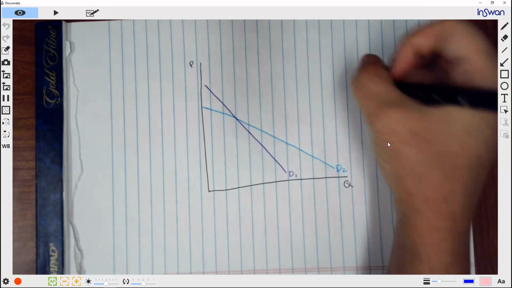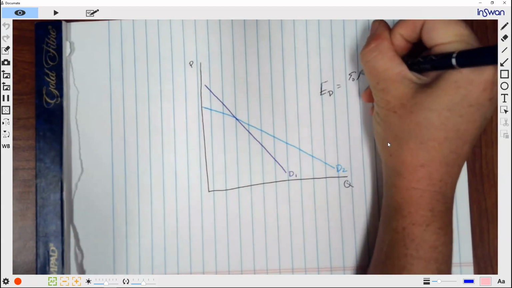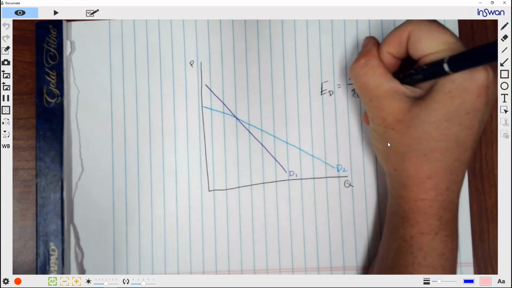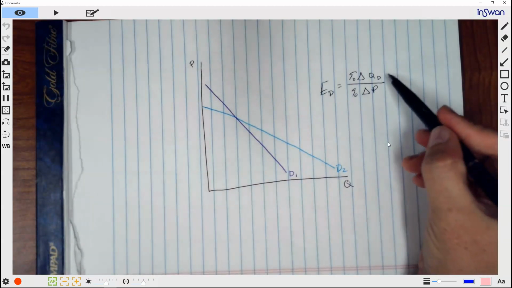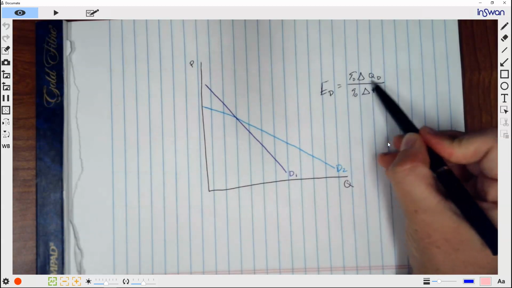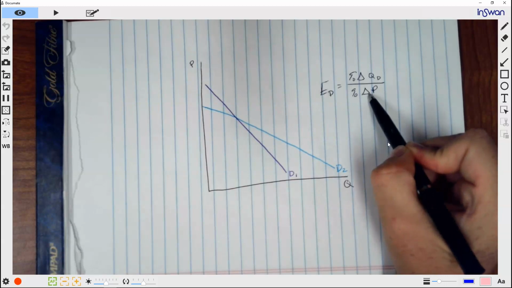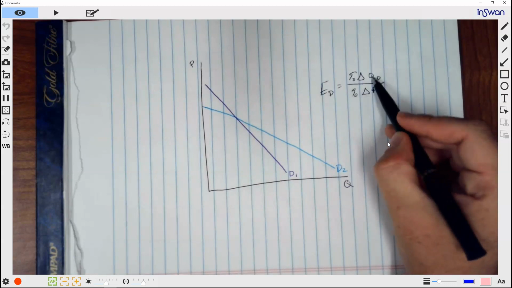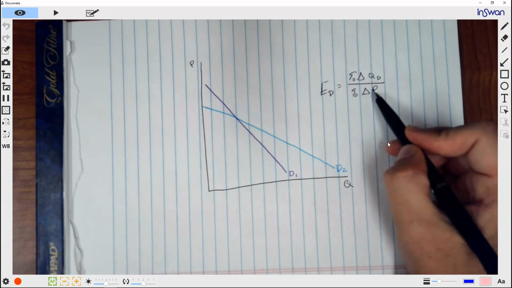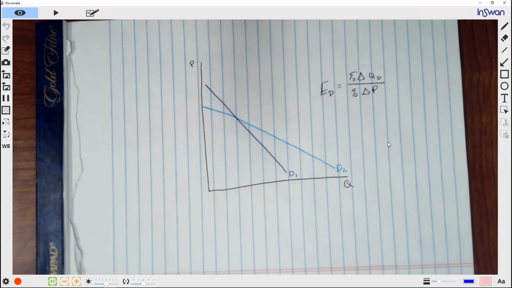So remember, price elasticity of demand is the percent change in quantity demanded divided by the percent change in price, right? And we said previously that if quantity changes a lot with a little price change, then we call that elastic. If quantity changes just a little bit with a price change, then we call that inelastic, right?